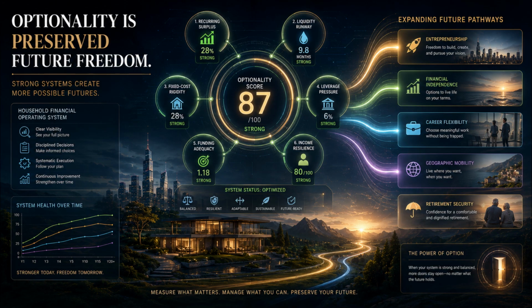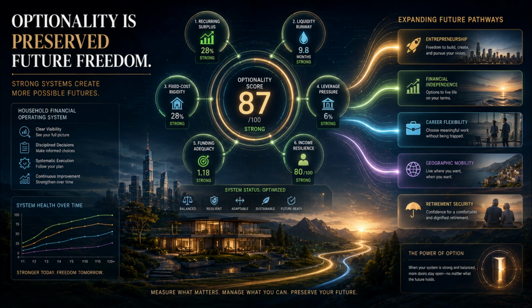Throughout this season, we have learned that wealth is not simply income. Wealth is not simply net worth. Wealth is not simply lifestyle. Wealth is the ability to preserve future freedom of action. Strong households generate surplus, they maintain liquidity, they avoid excessive rigidity, they control leverage, and they fund future obligations. They also build resilient income streams. Together, these dimensions create optionality, and optionality determines how many future paths remain available when uncertainty arrives.